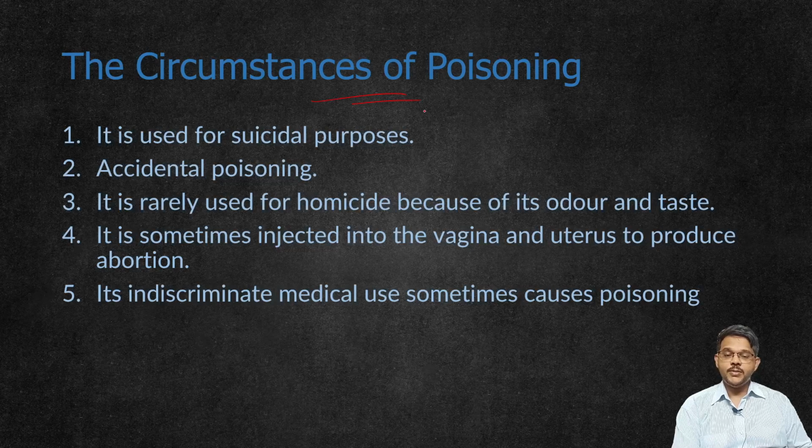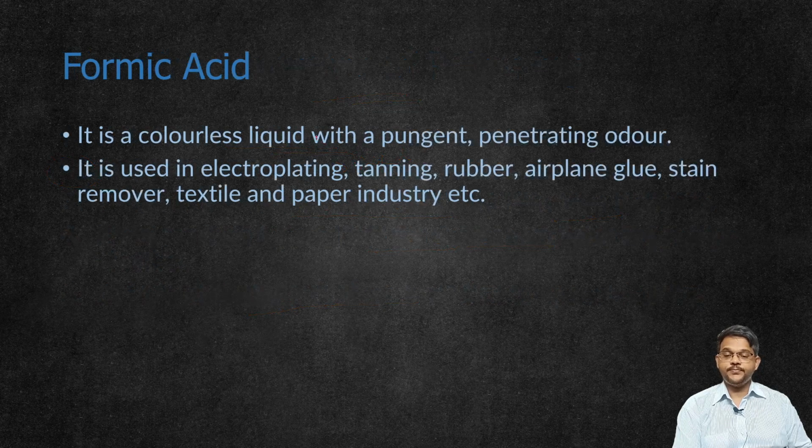Circumstances of poisoning, medical importance. It is used for suicidal purposes. Phenol, which is easily available, is used for suicidal purposes. Accidental poisoning mainly occurs in children who think that it may be some form of fruit juice and may drink it. It is rarely used for homicidal purpose because of odor and taste. It is sometimes injected into the vagina and uterus to produce abortion. Its indiscriminate medical use sometimes also can cause poisoning, like chronic poisoning leading to marasmus.